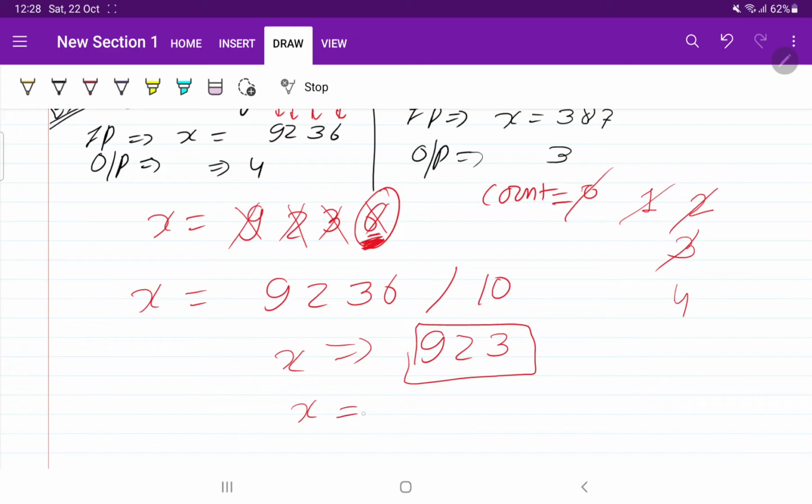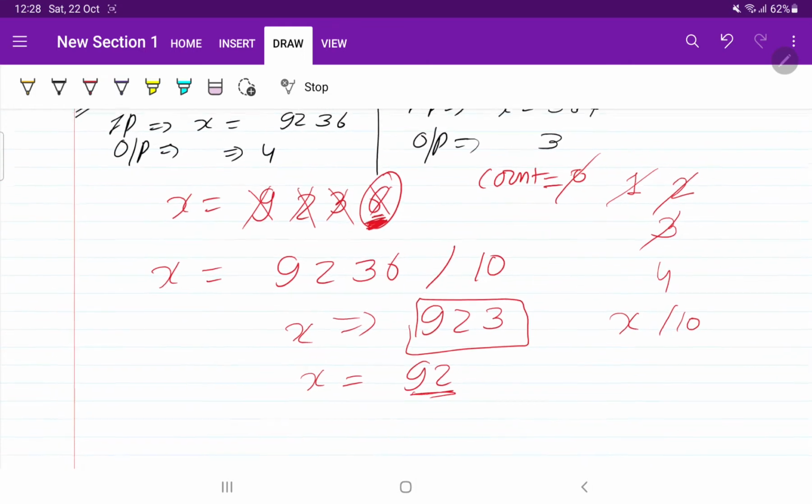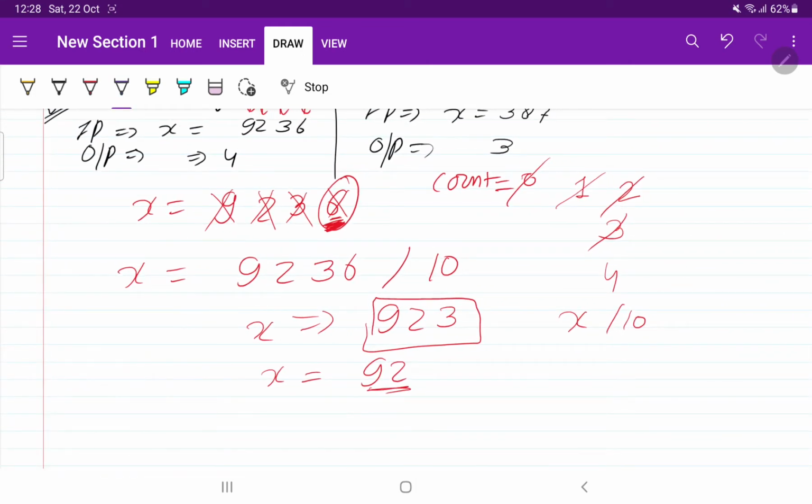What we will do, we will again divide this number. So we are going to get 92.3. But we know that in computer, if we divide x by 10, it will give the integer solution. So it will not give 92.3, it will give us 92. So that is what only we required. We need to remove 3, and 3 is removed. Again 92 is there. What we will do?